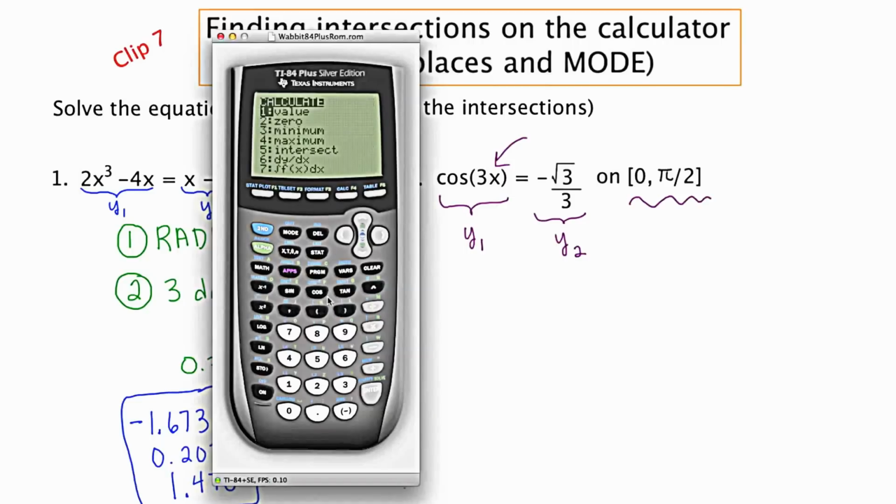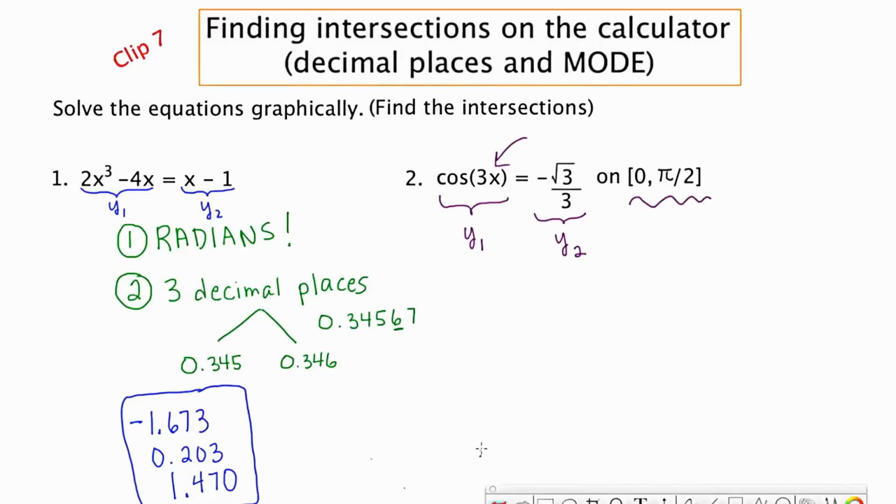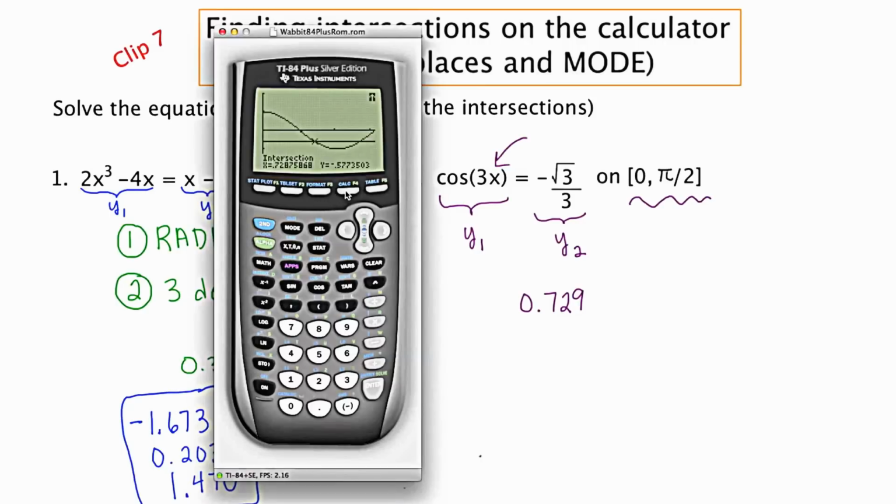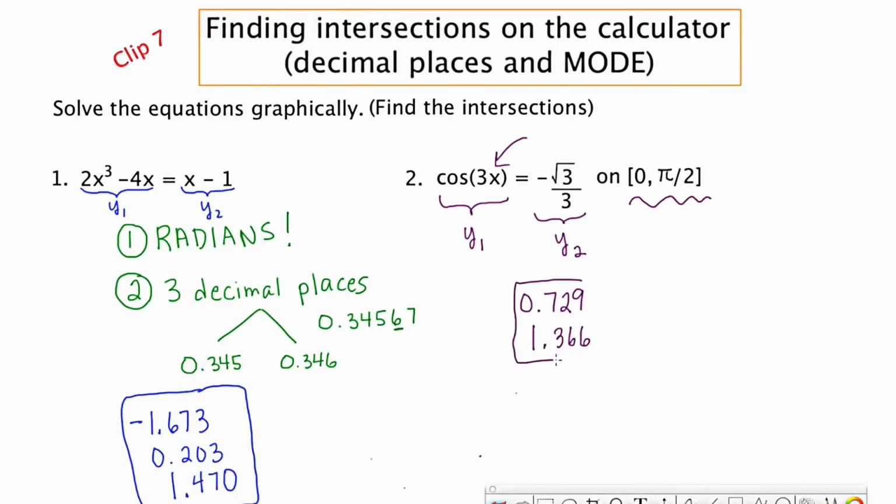Second trace 5. Here's the first one. 1, 2, 3. This looks like it's about 0.729. And then if I repeat that process, I get 1.366. So these are the approximate solutions to this trig equation using the calculator.